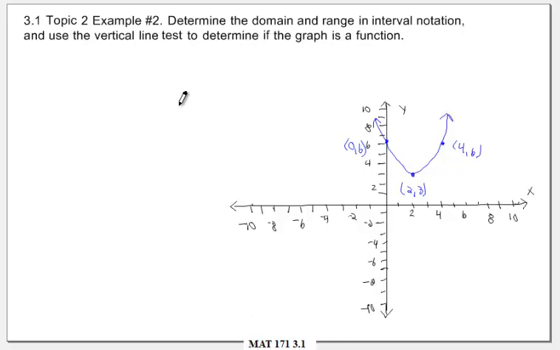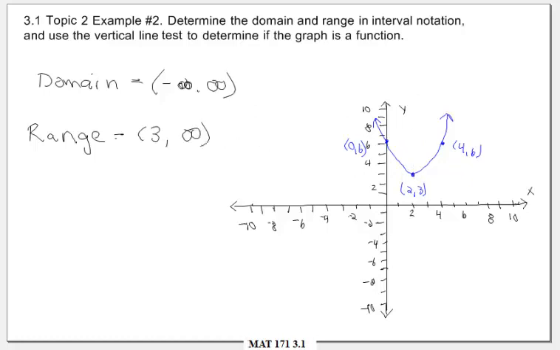So for example 2, we want to determine the domain and range in interval notation and use the vertical line test to determine if the graph is a function. The domain here is all values of x. Since we have arrows going all the way to the left and all the way to the right, the domain is negative infinity to positive infinity. Remember, infinity always gets parentheses, never brackets. The range for this graph is 3, because that's the lowest y value, to infinity. Is this a function? If we drew a vertical line through any place on this graph, does it go through 2 points? It does not go through 2 points ever. So yes, it is a function.